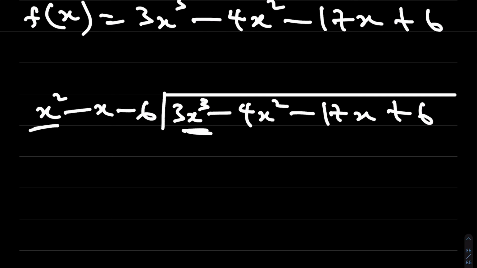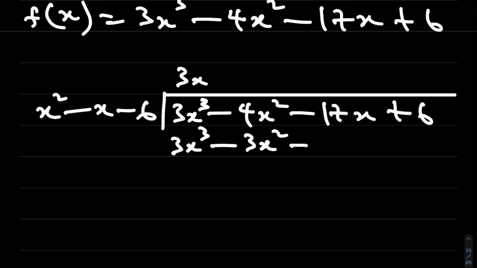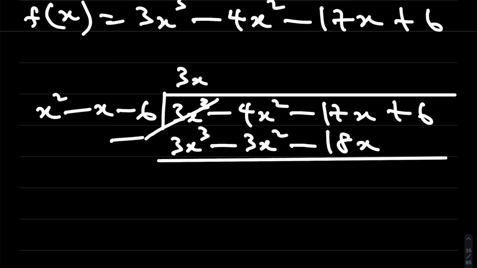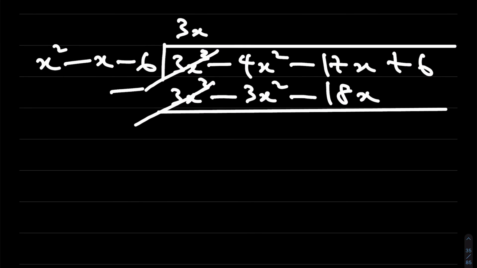3x cubed divided by x squared is 3x, and then I multiply x squared times 3x is 3x cubed, minus x times 3x is minus 3x squared, minus 6 times 3x is minus 18x. I subtract now. 3x cubed minus 3x cubed is 0. Minus 4x squared plus 3x squared is minus x squared. Minus 17x plus 18x is x. And then I bring down the next term, which is 6.